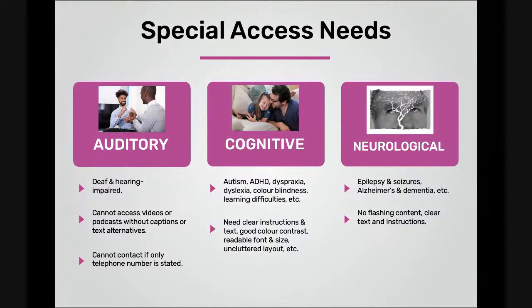And so people with cognitive impairments or conditions need clear instructions and text, good color contrasts, readable font and size, and uncluttered layouts. Now, the next category would be neurologically affected people. We're talking about people with epilepsy, people that have seizures, Alzheimer's and dementia. And for the people that have seizures, there can be no flashing content on the website, or they need to be able to pause it before they actually enter the website. There have to be clear text and instructions for people that have neurological difficulties like Alzheimer's and dementia, so that they can understand the information.